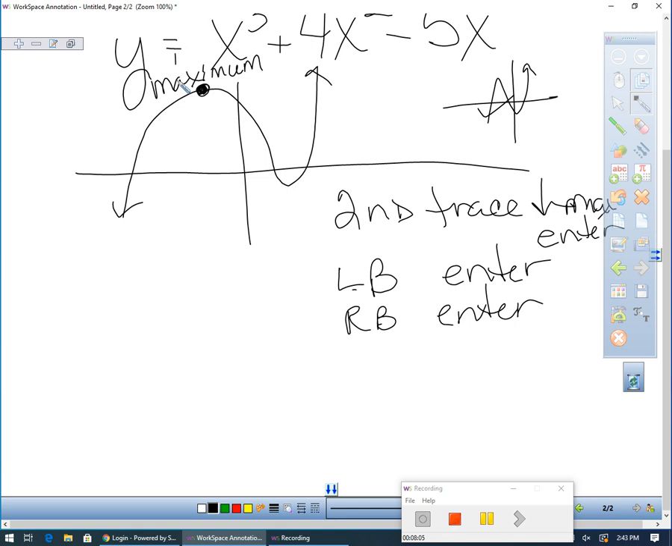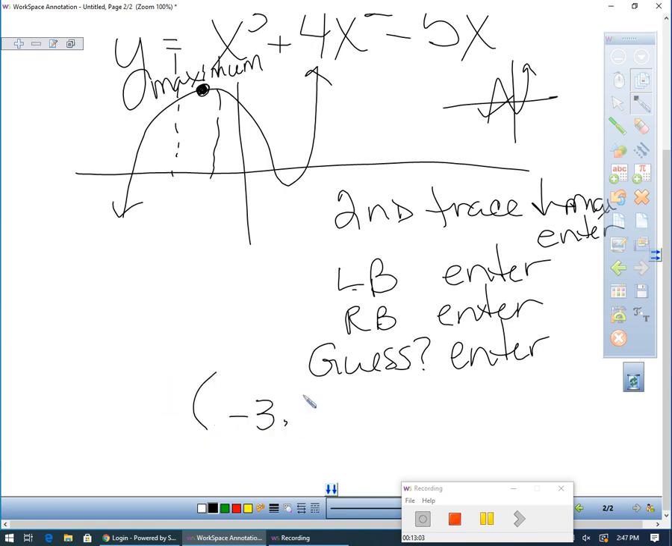Once you do that, you should have two dotted lines that surround that maximum. And it comes up with the word guess underneath the graph with a question mark. Then you hit enter one more time. Tell your calculator, yes, I want to know it. And then it says maximum. Your x value is negative 3.189. Your y value is 24.193 if you round-ish. That's all you have to do for the last four problems.